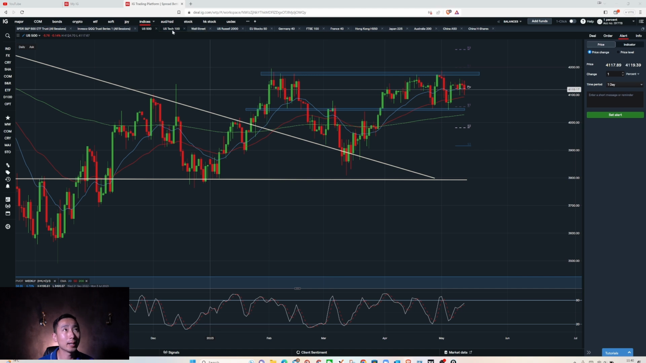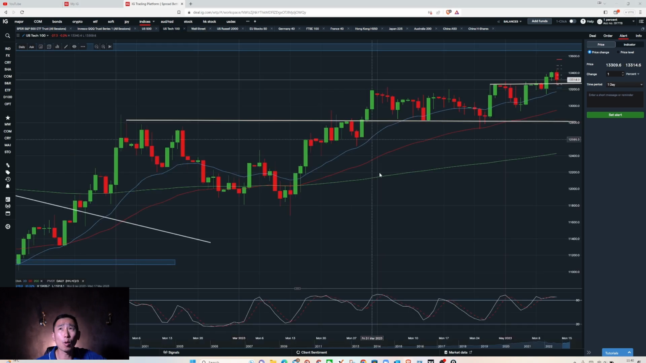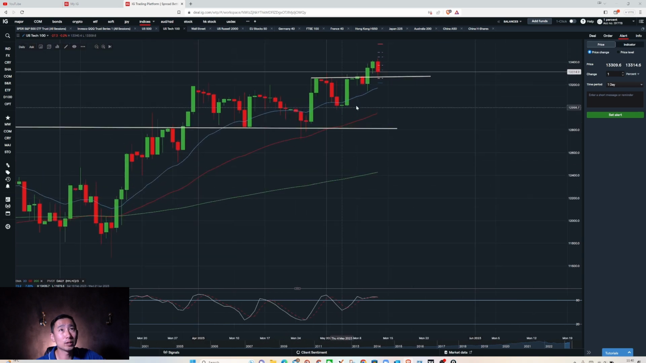Nasdaq, on the other hand, is a little bit more interesting. We tried to break out of the 13,300 area, but then Friday's bar is a bearish engulfing bar. Okay, so for this I could trade the fakeout. If it comes back and stays below this area.